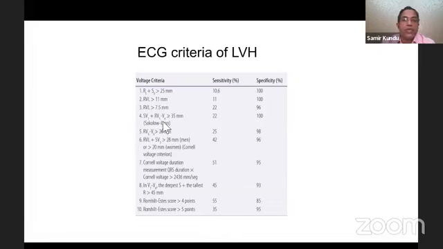The Sokolow-Lyon criteria carry a sensitivity of 22% and a specificity of about 100%. The R wave alone in V5 or V6 more than 26 millimeters is 98% specific. The Cornell criteria are 96% specific. The Romhilt-Estes score with 5 points has about 95% specificity, but a sensitivity of 35%.